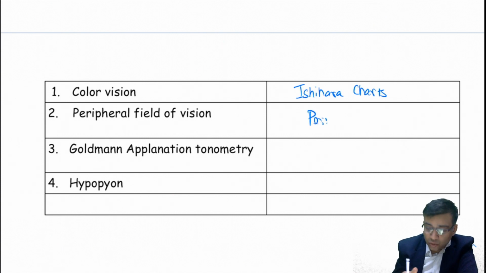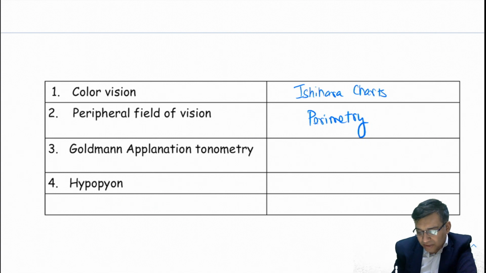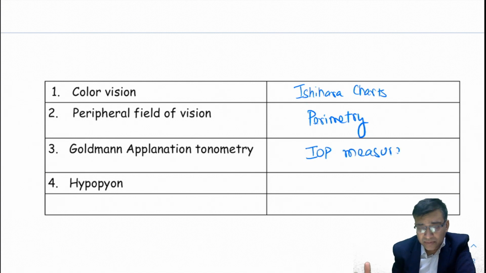Okay, then Goldmann applanation tonometry, what we do with that is the IOP measurement. It is the gold standard for the measurement of intraocular pressure. We know the normal intraocular pressure is between 9 to 21 millimeters of mercury. And hypopyon can be seen in patients of fungal corneal ulcer, or any type of corneal ulcer you can have a hypopyon, but in fungal corneal ulcer you have a thicker type of hypopyon.